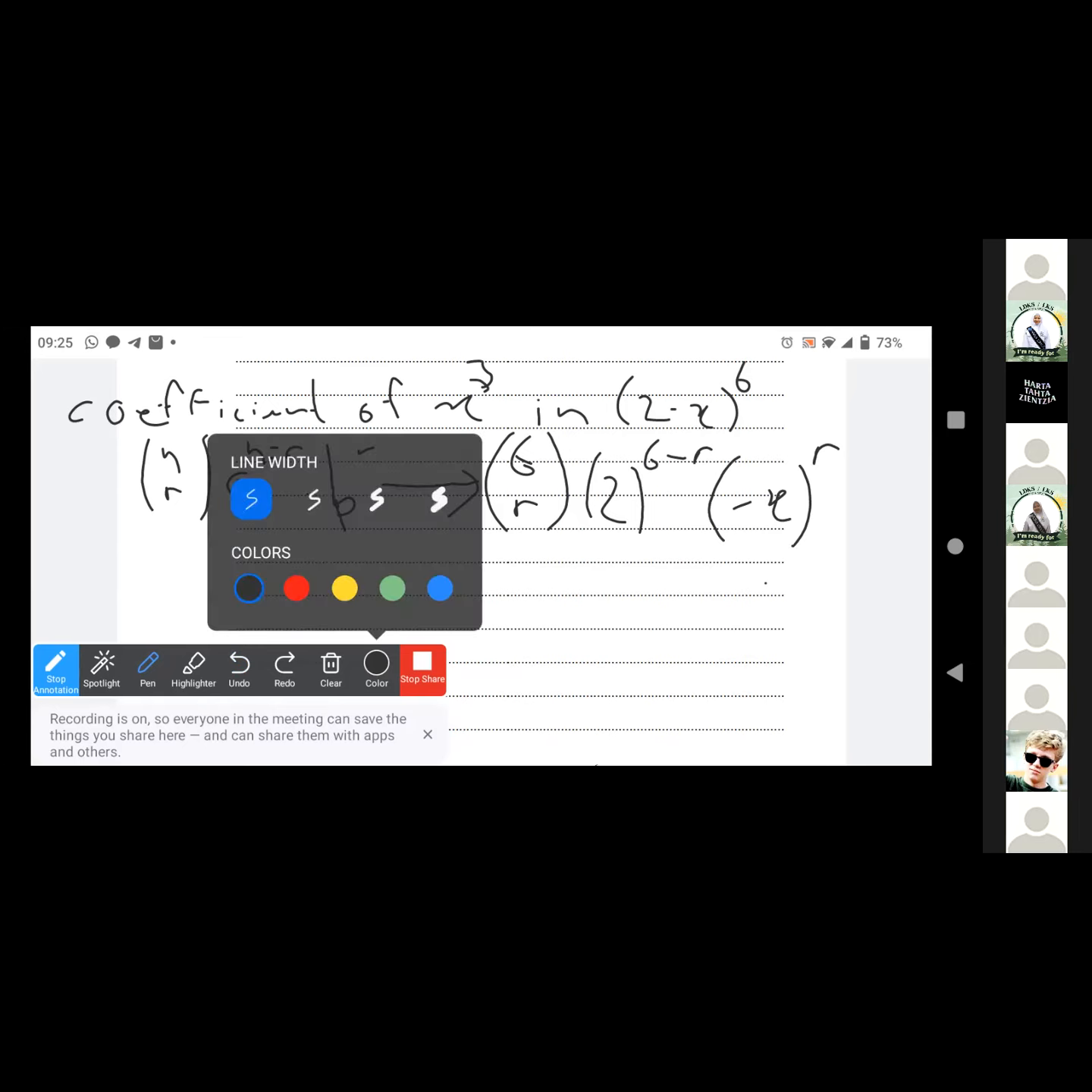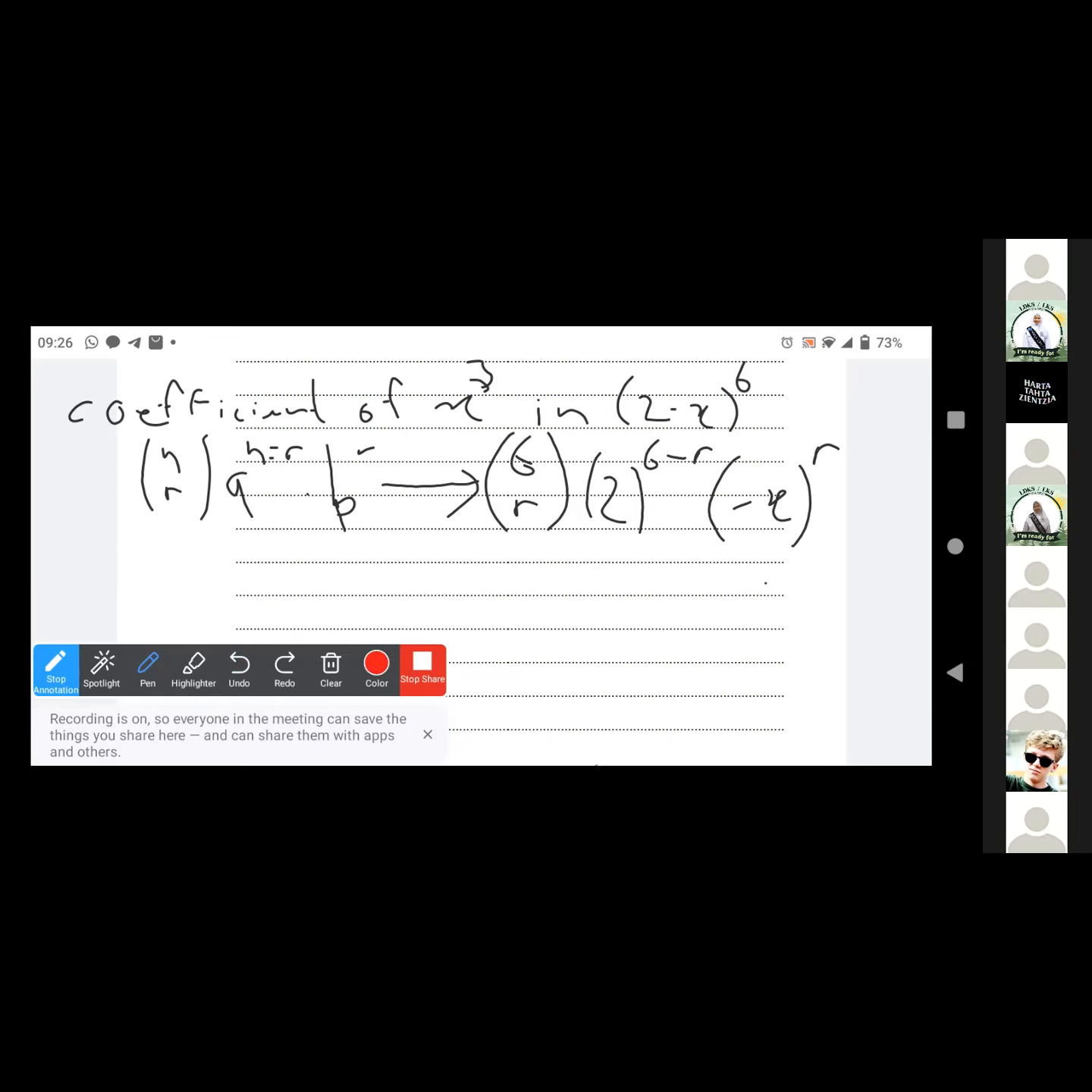As you can see in this term, we have 3 factors. The first factor is 6 choose R, and we'll get a number from this. Next, we have 2 to the power of 6 minus R, so we'll get another number. And in the next factor, we have negative x to the power of R. This factor is the one that will determine the power of x, right? So in this case, it's pretty easy to determine R.